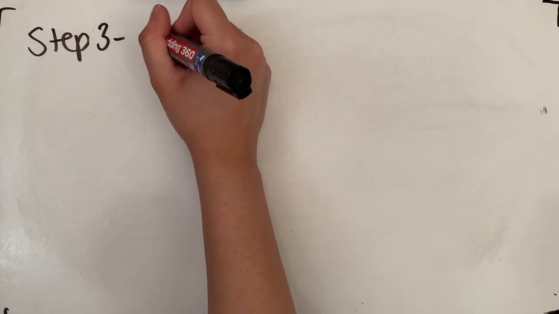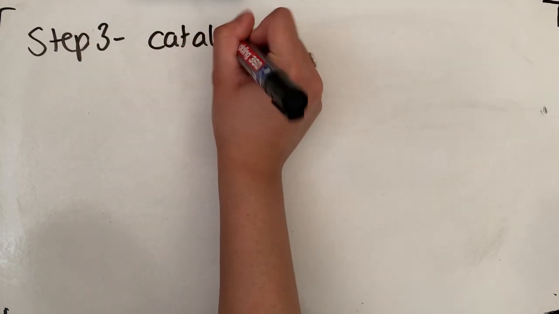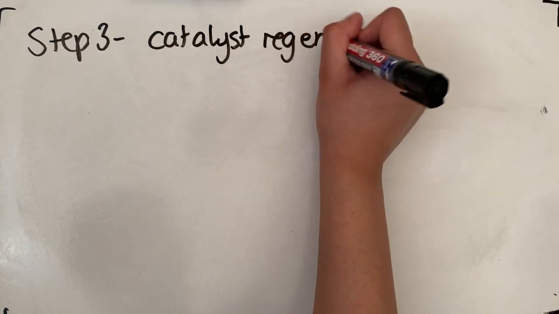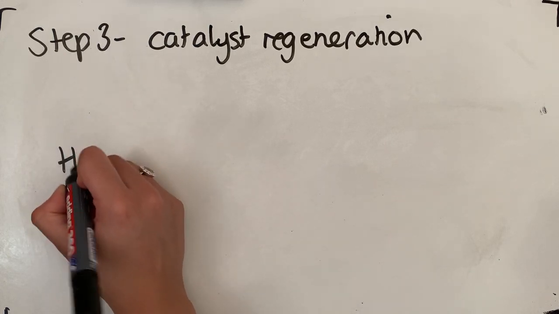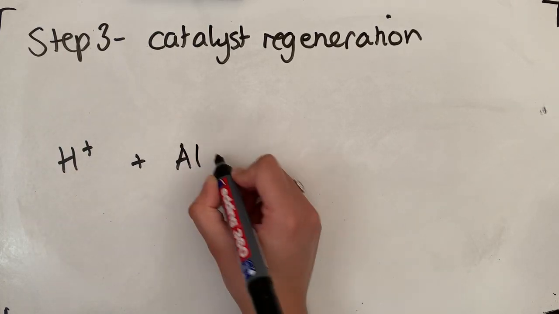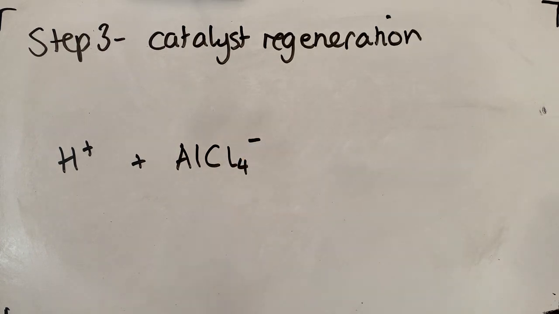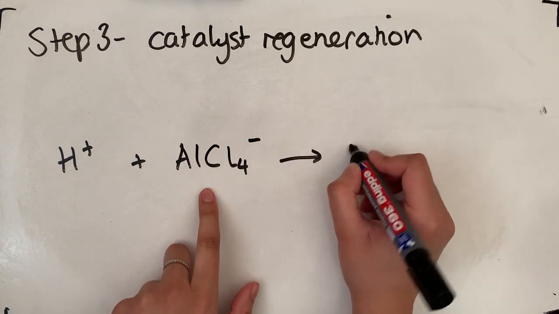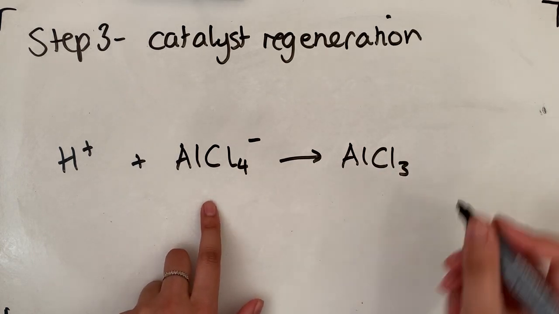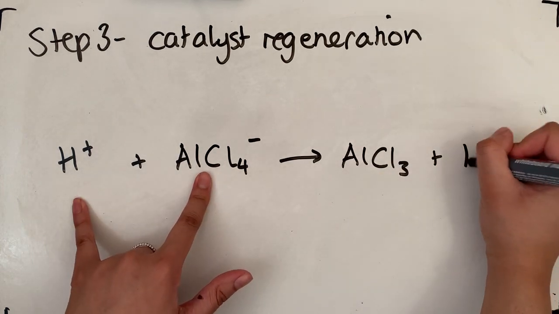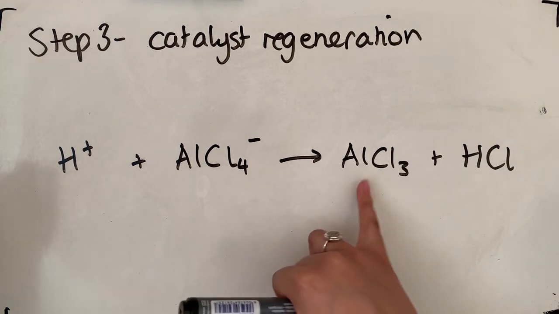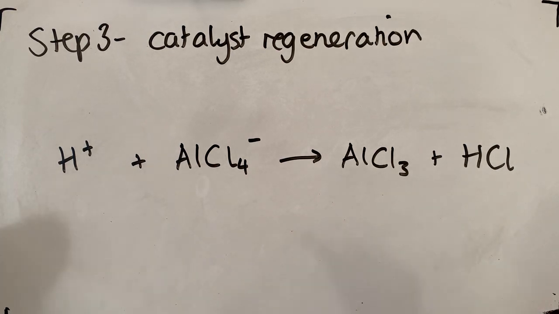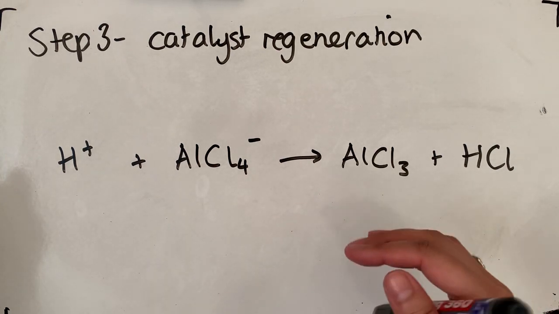And step 3, as we've seen before, is the catalyst regeneration. We have H+ and in step 1, we made AlCl4 minus. So now we want to regenerate our catalyst, which was AlCl3, and we want to form our other product, which was HCl. Overall, we regenerated our catalyst, made the other product, and we made that ketone in step 2 as well.